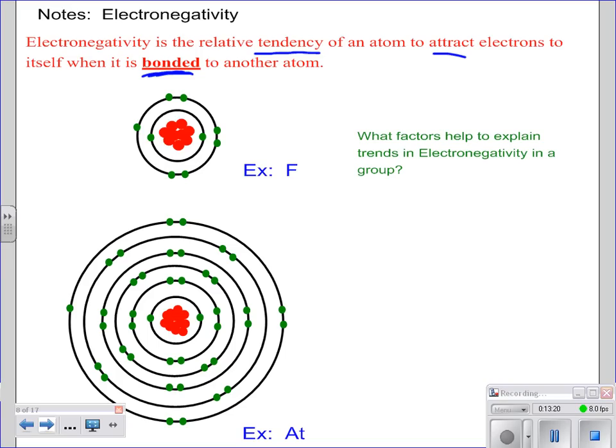Okay, so, but within a group, remember, this guy has 7 valence electrons and this guy has 7 valence electrons. So it has to do with the proximity to that nucleus. Here, it's so easy to get that paper clip to stick to those magnets because it's so close. Here, it's going to be a little bit harder because it's so far away from the nucleus. Not only is it far away, but you've also got the shielding effect of all of these other core electrons. So it's not feeling that charge from the nucleus quite as much.